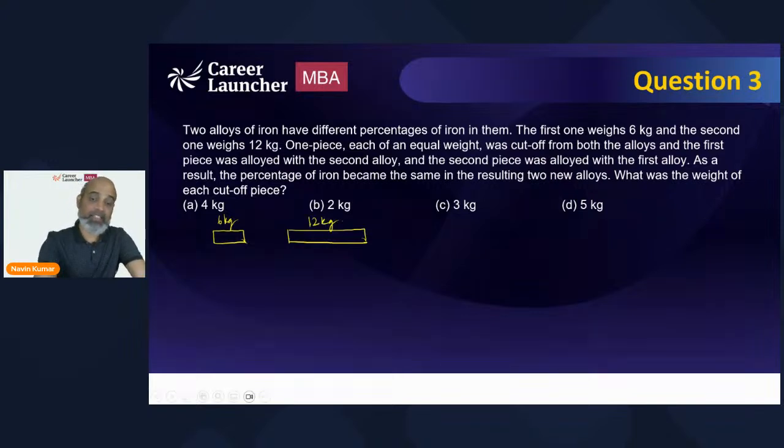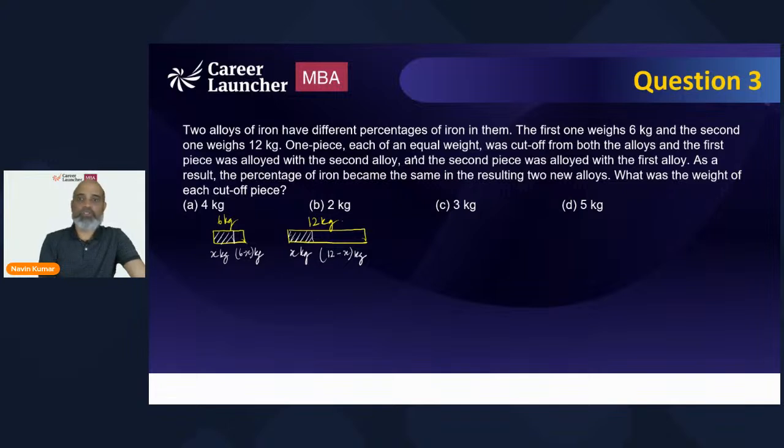Then it says that one piece, each of equal weight, was cut off from both the alloys. So suppose this much was cut off from both the alloys. Same quantity. So I'm saying X kg was cut off from the first alloy and X kg was also cut off from the second alloy. The remaining component in the first alloy will be 6 minus X kg, and from the second alloy, the remaining part would be 12 minus X kg.